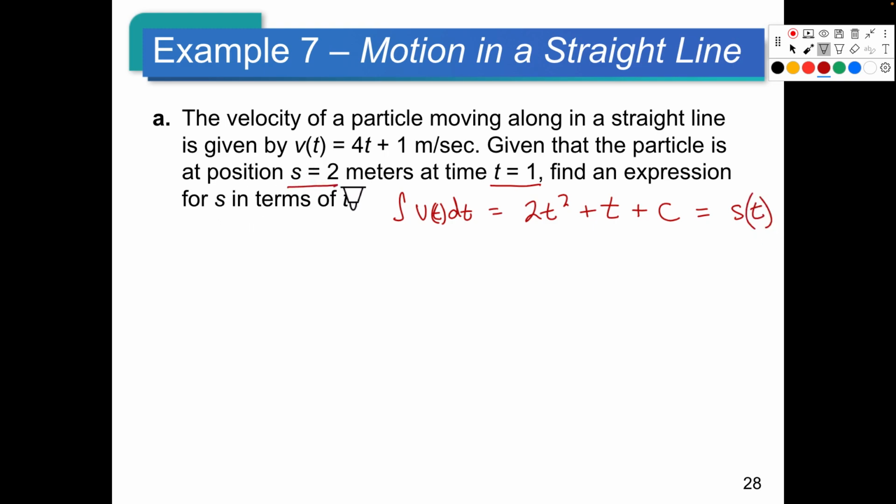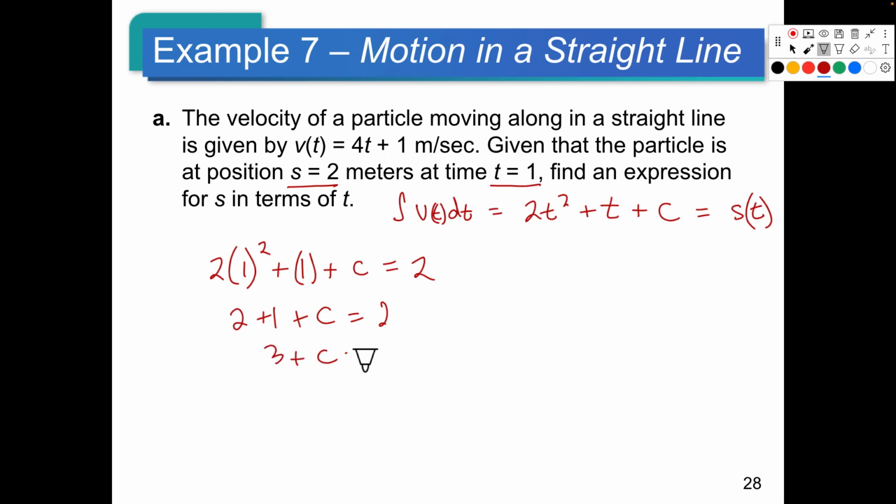And we're told that s is 2 when t is 1. So we plug in 1 for t, plus a constant. And we know that has to equal 2, and that will allow us to solve for the constant. And you'll see in the homework they've got a couple problems like this. 1 squared is 1 times 2 is 2 plus 1 is 3 plus a constant equals 2. So we get 3 plus a constant equals 2. Subtract 3. We get the constant is negative 1. 2 minus 3.